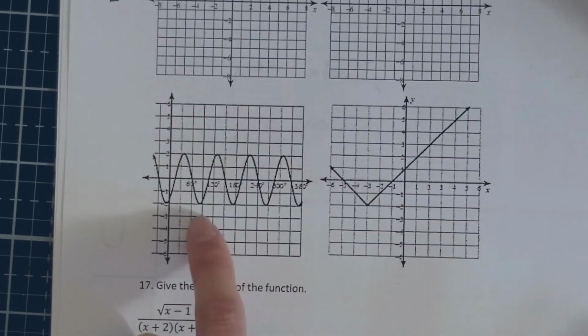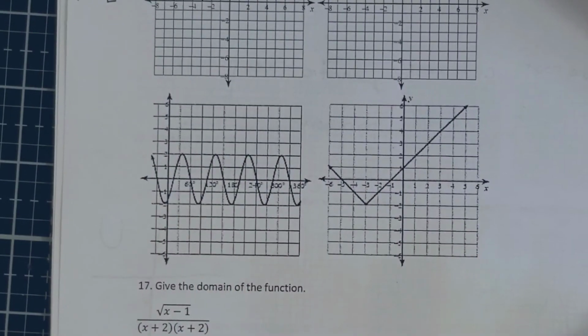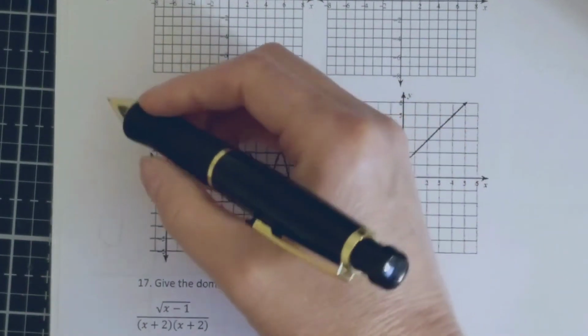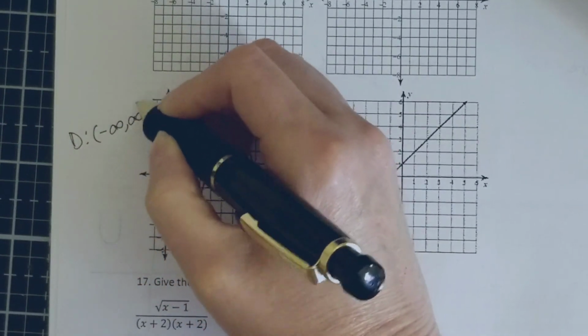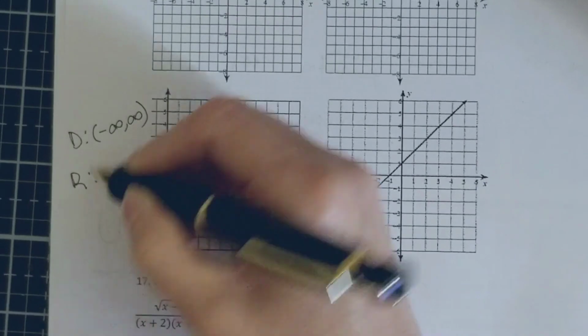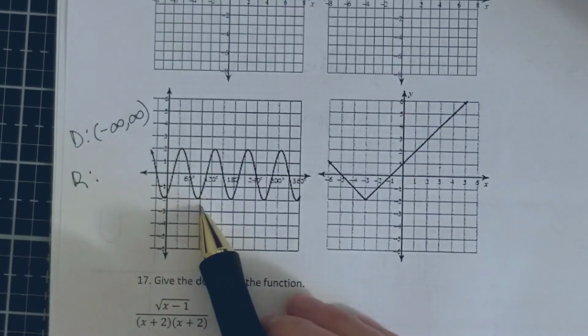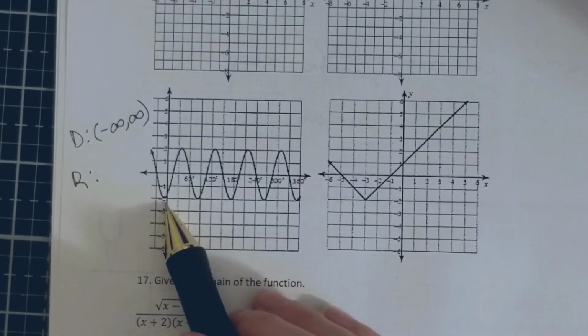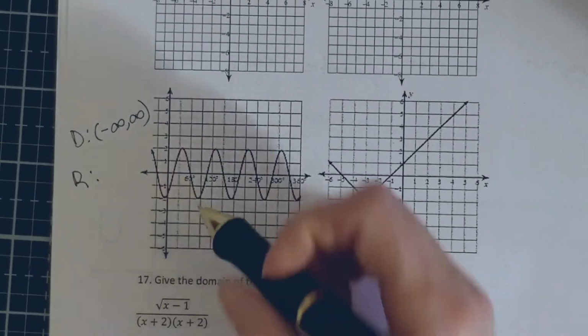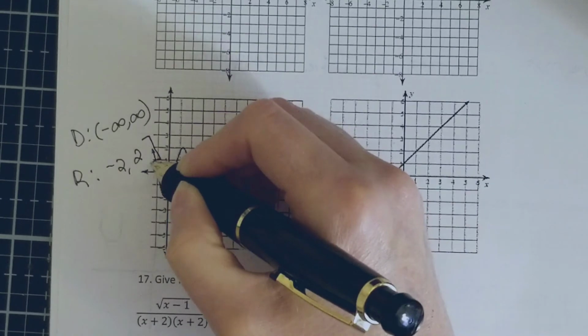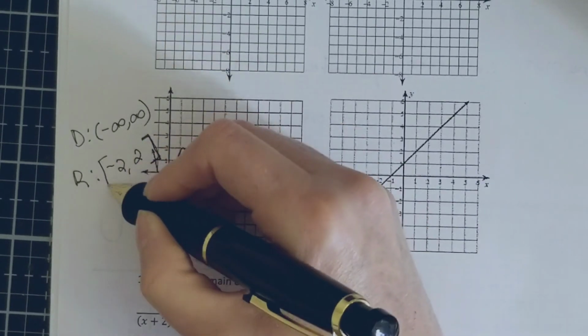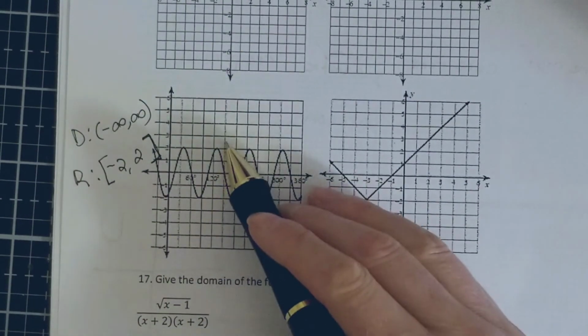Okay. This one down here, the domain, because it spreads across the entire x-axis, will be -infinity to infinity. And the range, we need to read here on the y, would be -2 up to +2. And both of those would get brackets because the graph has closed circles.